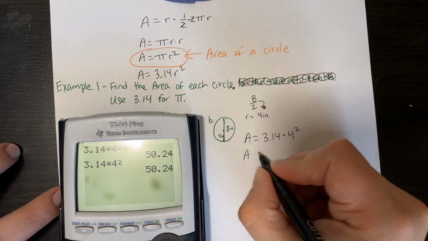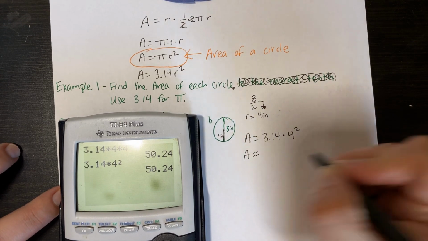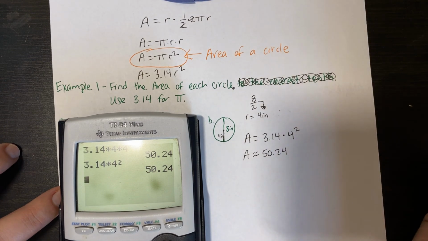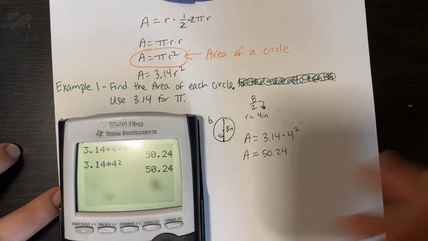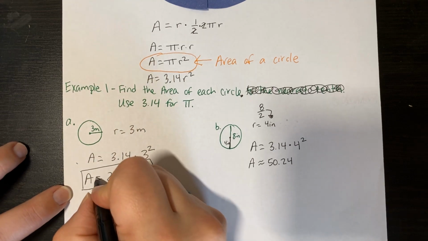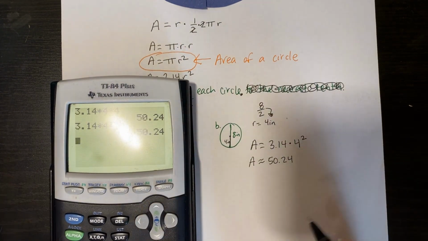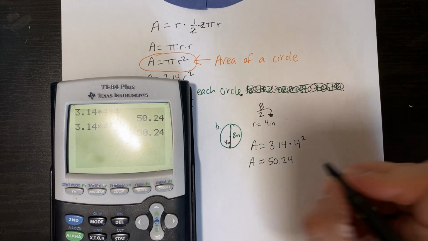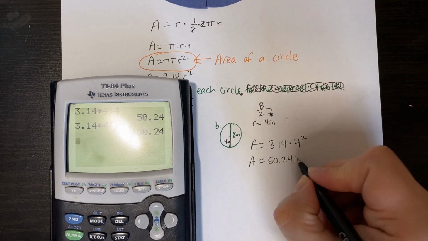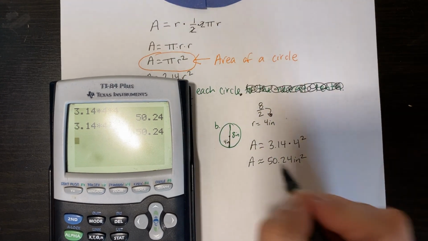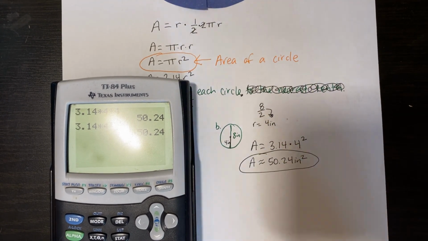Because I am using 3.14, we should probably put the approximation symbol. Remember, it's the little squiggles, which means approximately. I'll squiggle it over here also. Now we need our units, which were inches. And because it's area, we need to add a squared, and we're done.